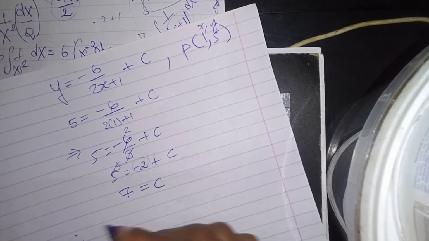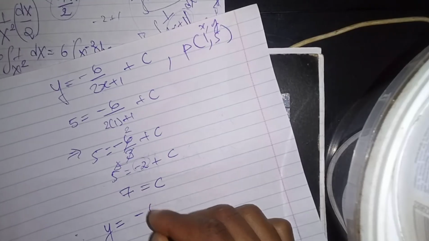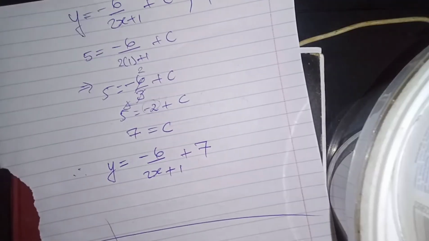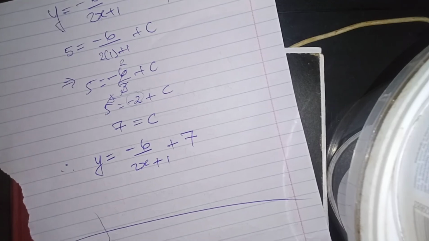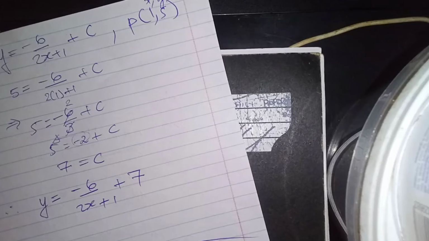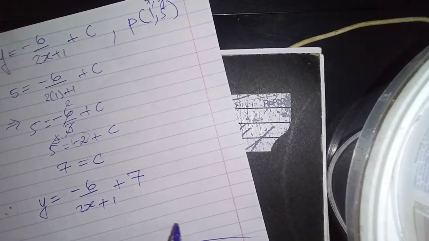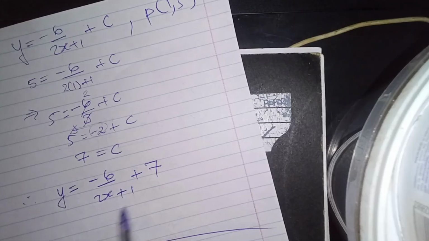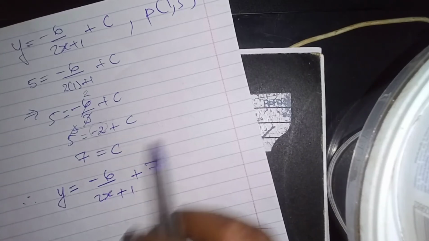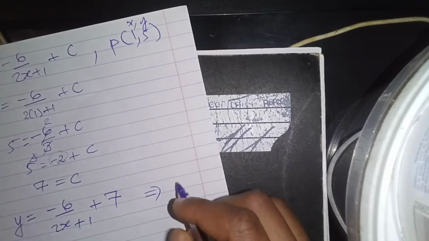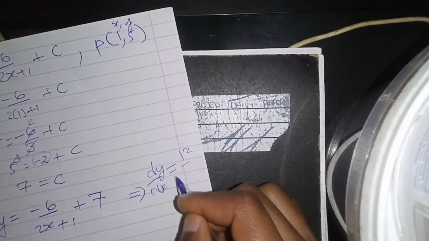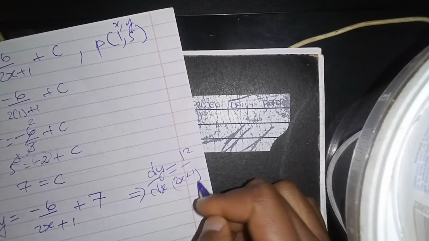So now our final equation will be y equals negative 6 over 2x plus 1, plus 7. This will be the final equation. Maybe to confirm, if you can differentiate this, can we show that the derivative of this will give us dy dx, to check if our answer is correct?